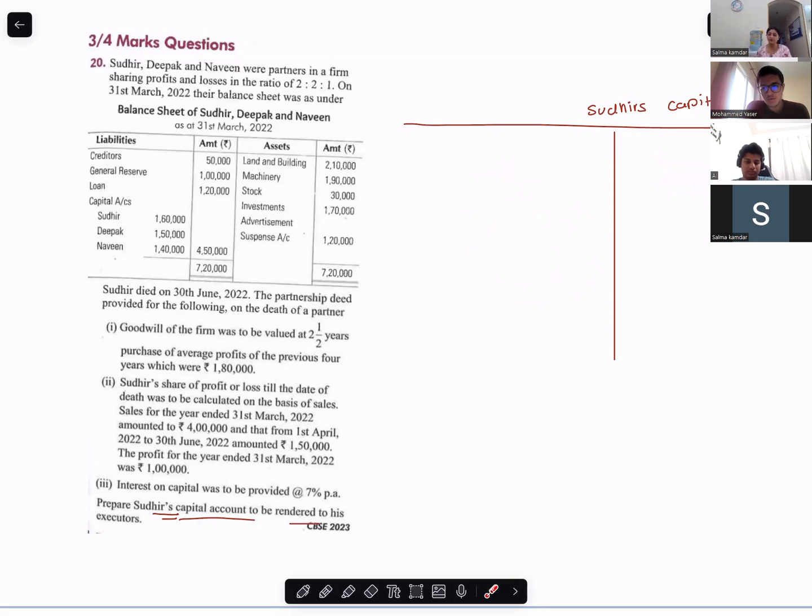If you're not giving the full amount to the executor, then what you have to do? You will have to transfer the money to his loan account. And then maybe you also have to give interest. Are you with me?